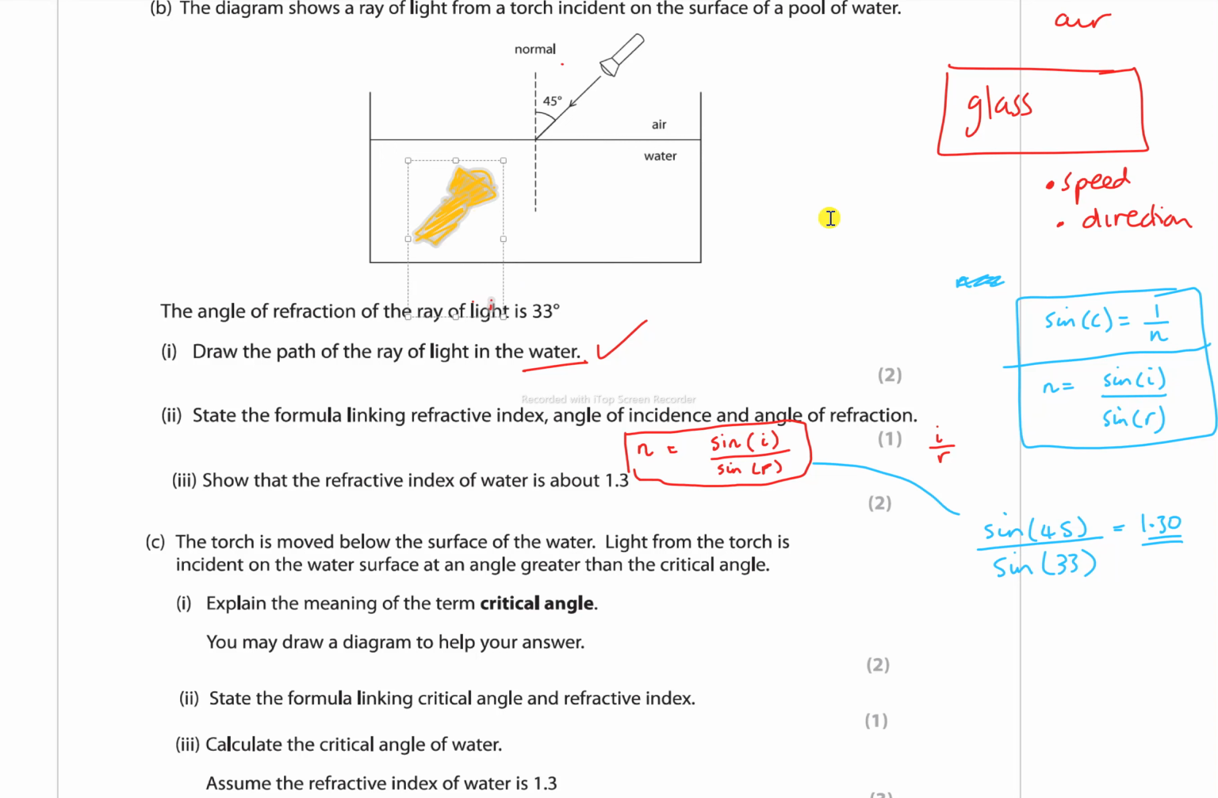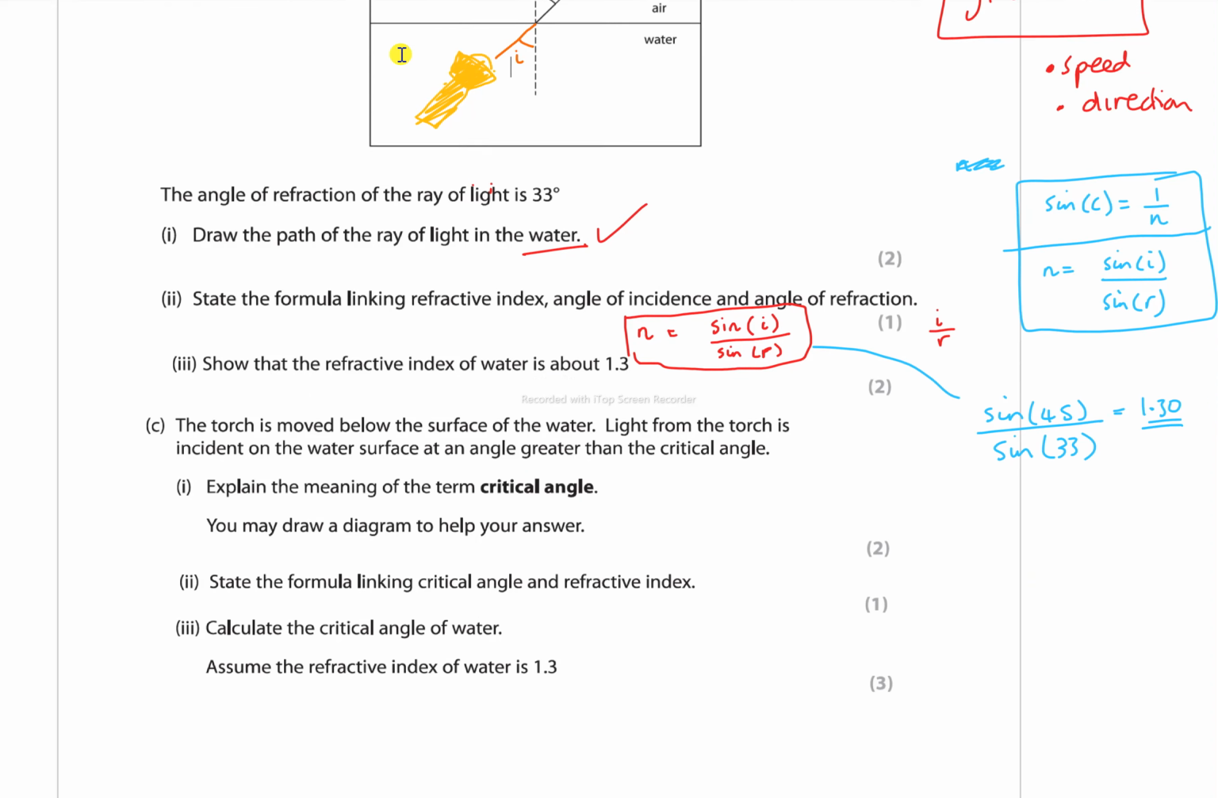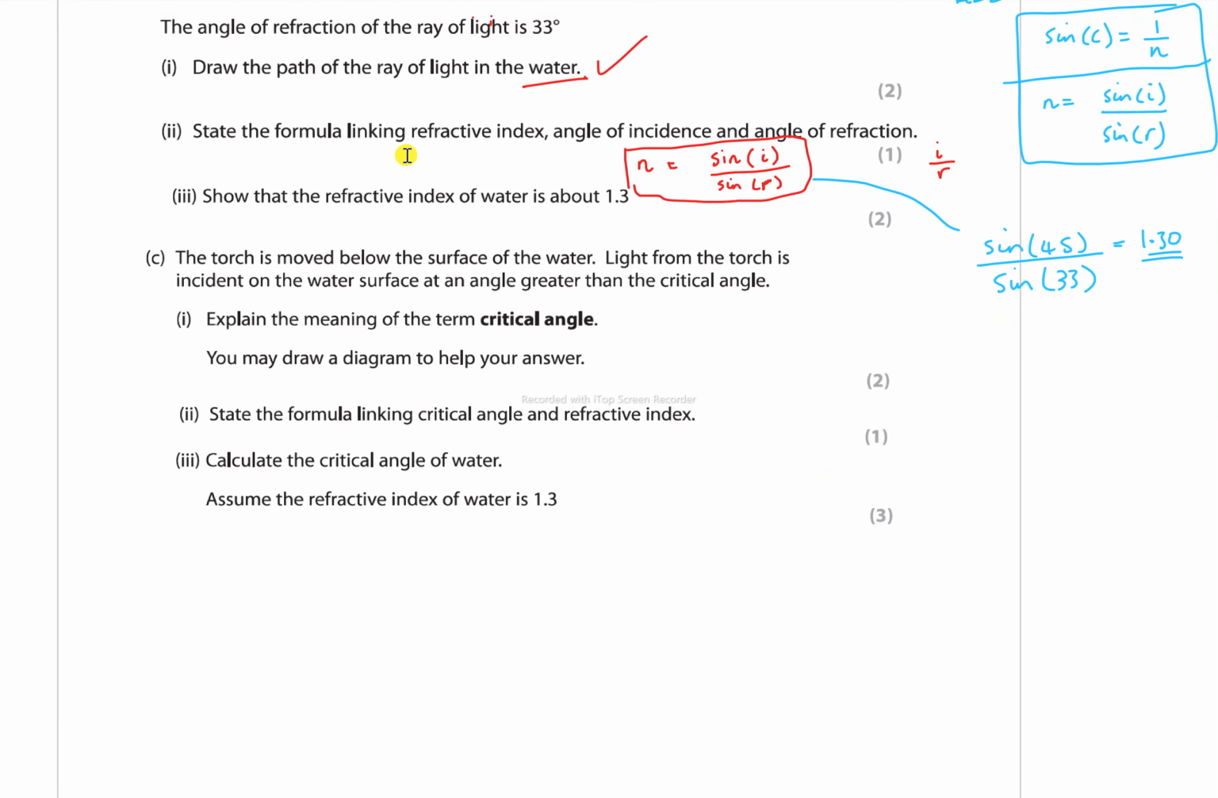Let's move you there. So what's happening is we're going to shine a light in that direction. That's the angle of incidence. The light from the torch is incident to the water at an angle greater than the critical angle. Explain the meaning of the term critical angle.